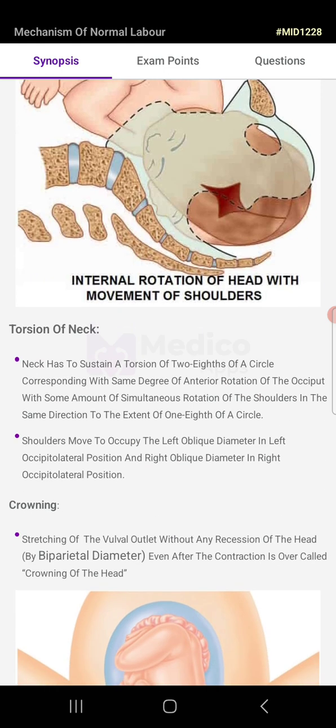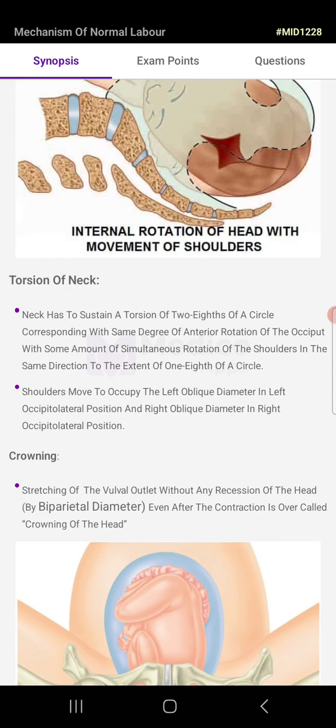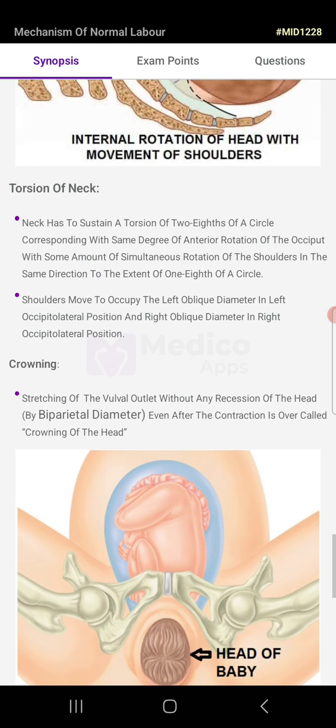Internal rotation of the head with the movement of the shoulder. Torsion of the neck: the neck has to sustain a torsion of 2/8 of a circle corresponding with the same degree of anterior rotation of the occiput, with some amount of simultaneous rotation of the shoulder in the same direction to the extent of 1/8 of a circle. Shoulders move to occupy the left oblique diameter in the left occipitolateral position and the right oblique diameter in the right occipitolateral position.